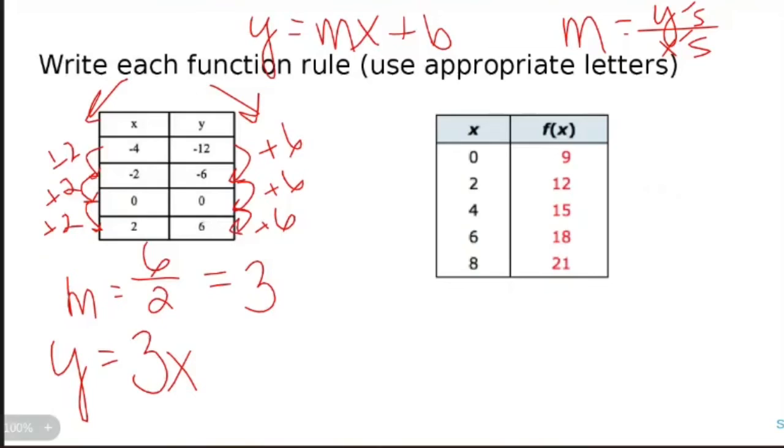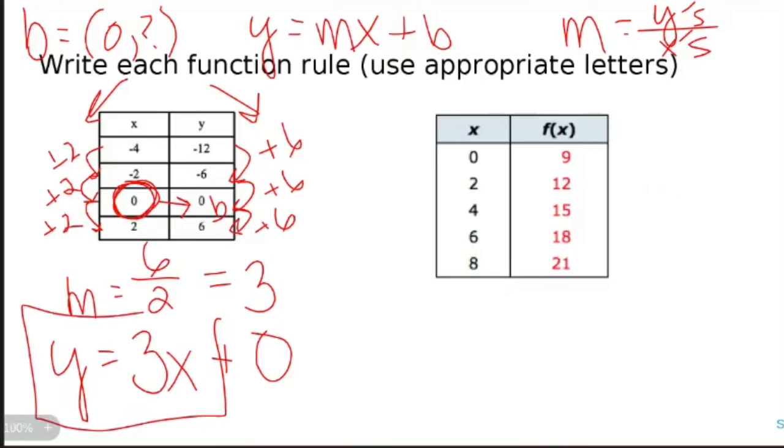What I have so far is y equals 3x plus b. If you're wondering, well, what's b? B is the y-intercept. And the y-intercept exists when the x value is 0. Oh, look, the x value is 0 right there. So what's the y value going to be? 0. So that's my answer. Whenever the x value is 0, the y value ends up being my b. And in this case, my b is 0. So y equals 3x plus 0.